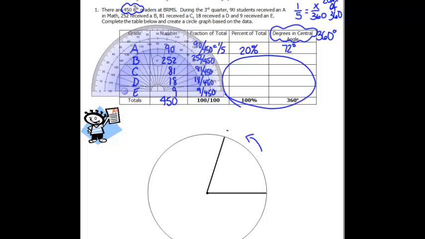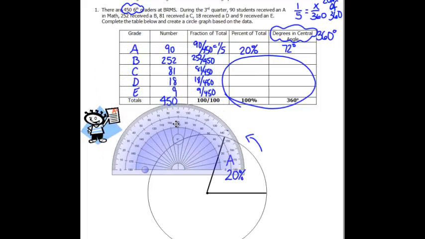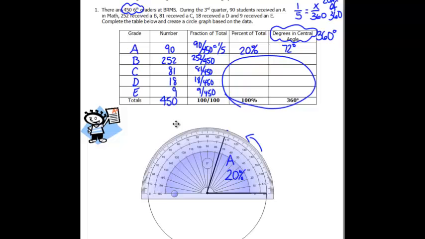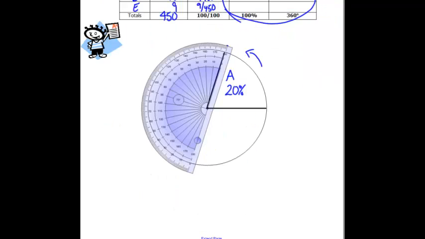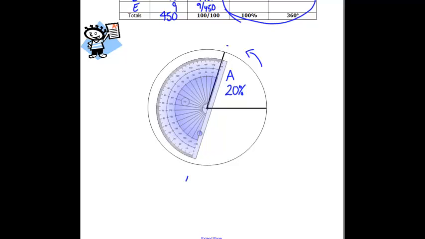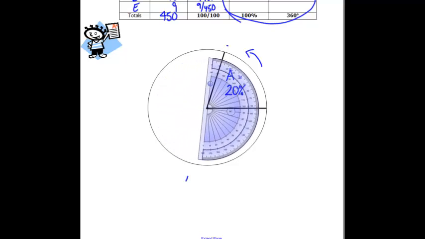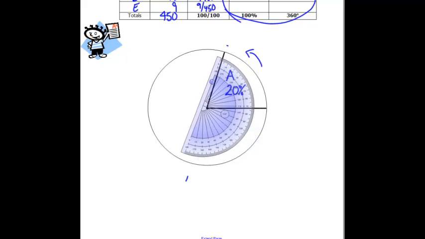I'm going to do that all the way around my circle. Now the more precise you are, the better it's going to work for you. I know that this segment is A's, and that's 20%. Some of you might like to label it as you go around so that you don't make a mistake. Then I would move my protractor back. I would create the next angle, 202 degrees. My protractor doesn't go to 202 degrees. So I can mark off 180, and then I can bring that back around to 180 and subtract 180 from 202, which is going to give me 12 degrees.